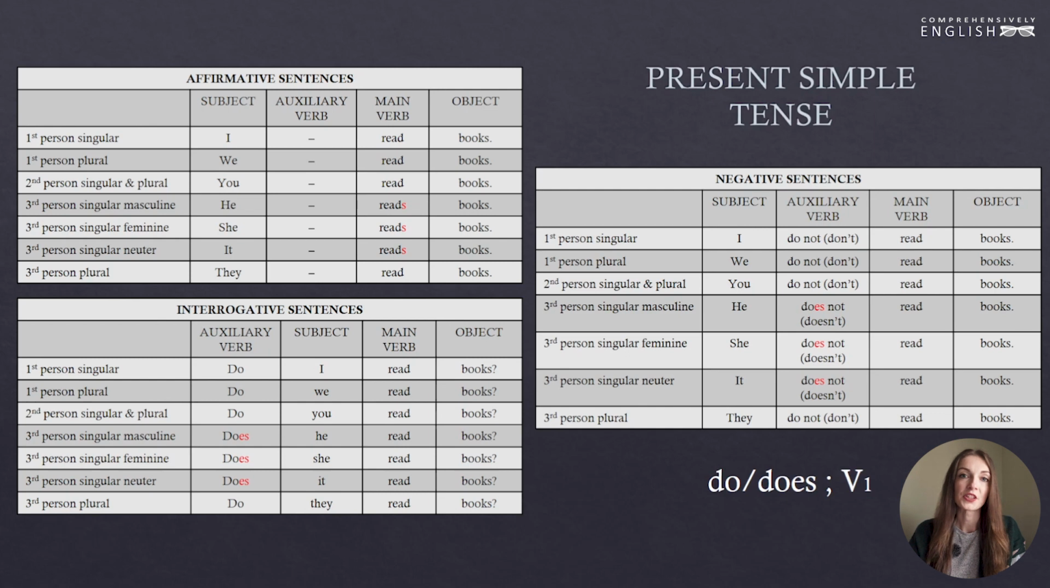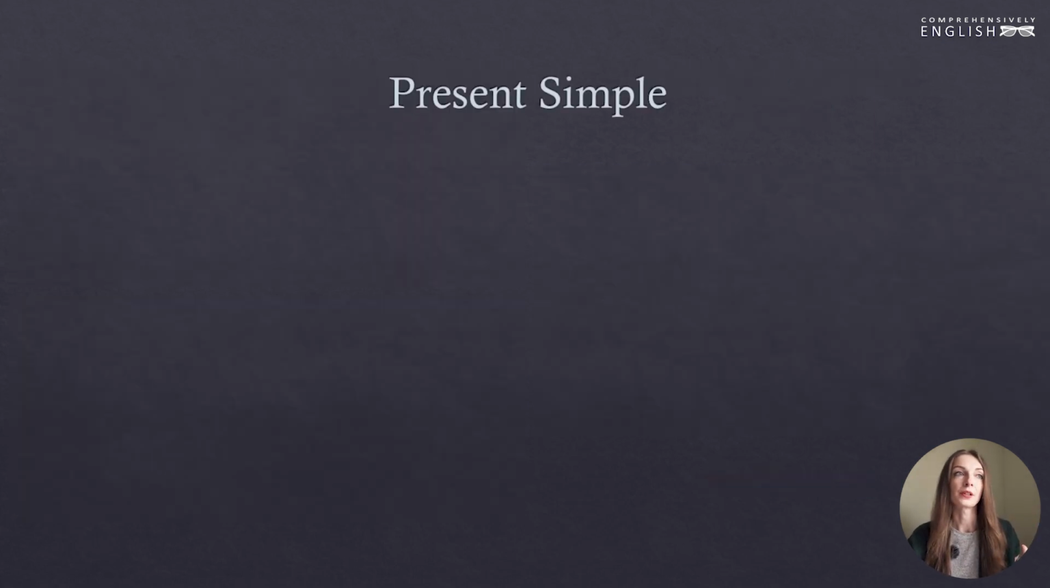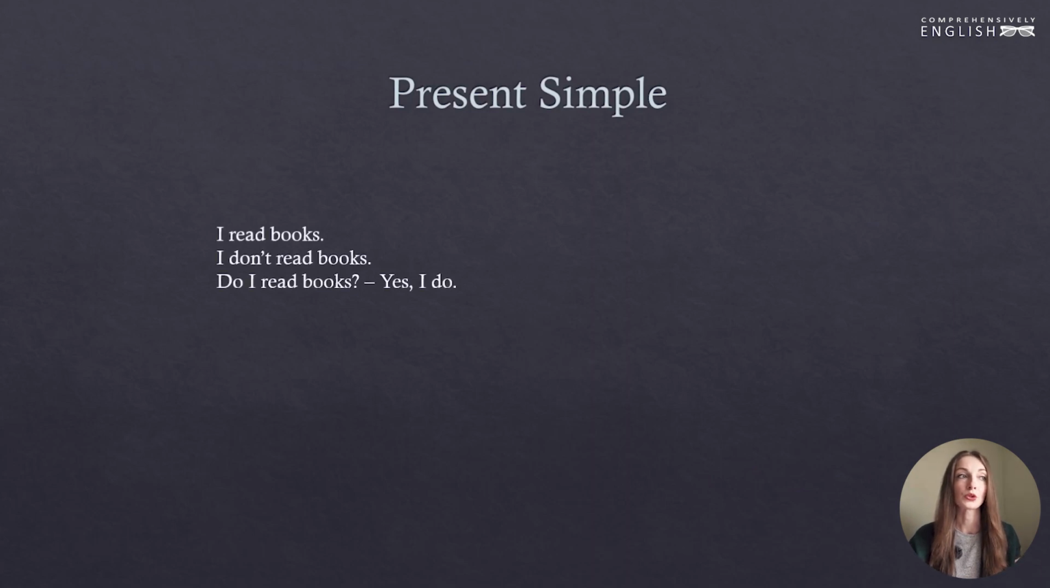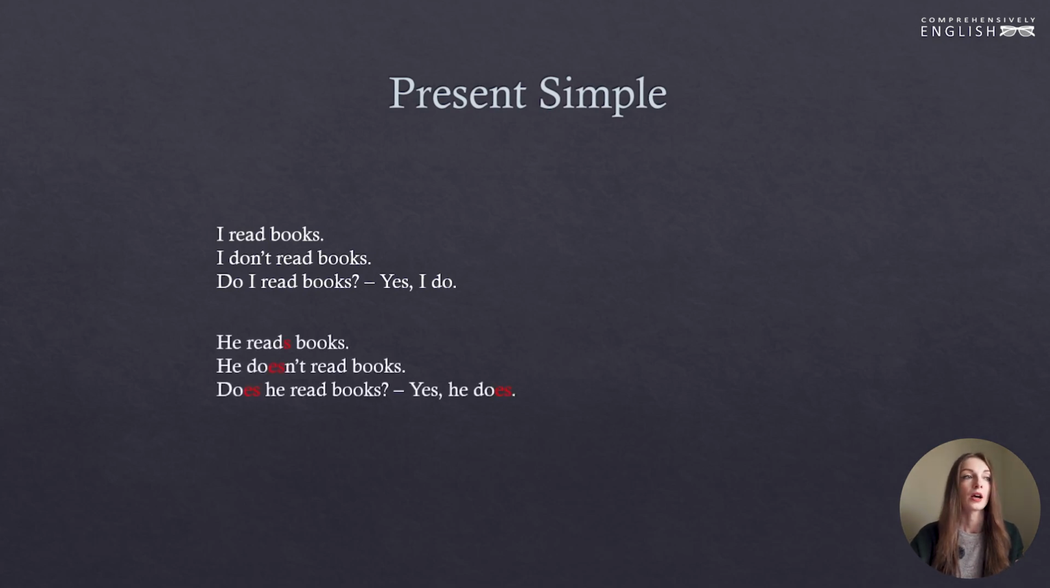But before we proceed, let's sum it up. So in the present simple tense, we say I read books, I don't read books, do I read books? Yes, I do. Or do you read books? Yes, I do. When we speak about the third person singular, that is he, she, or it, we need to add the ending -s to the main verb or to the auxiliary verb and get rid of the ending -s at the end of the main verb.